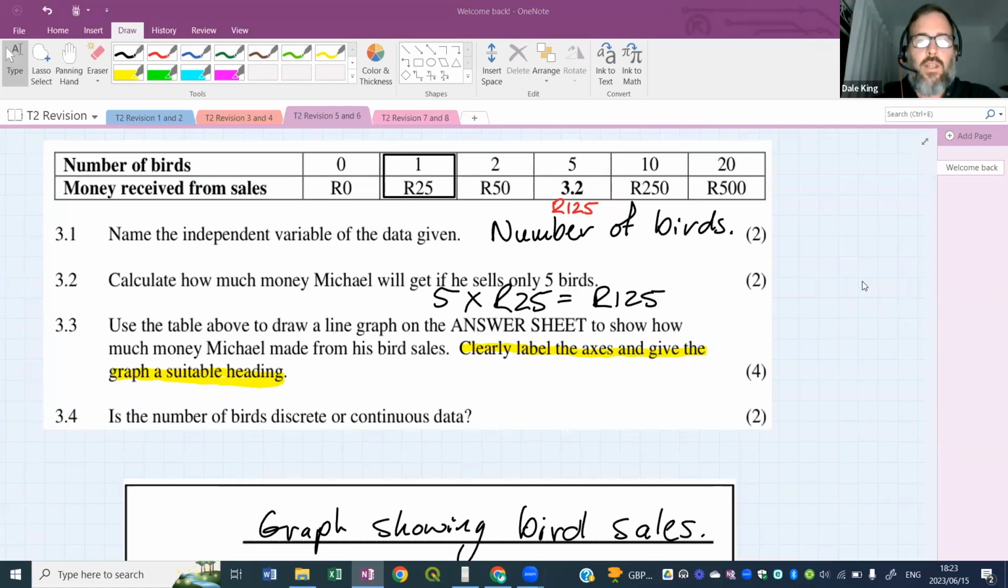I'm getting continuous and discrete. Some guys are saying continuous, some guys are saying discrete. Is the number of birds discrete or continuous? This row here, those numbers, that data, discrete or continuous? All right.